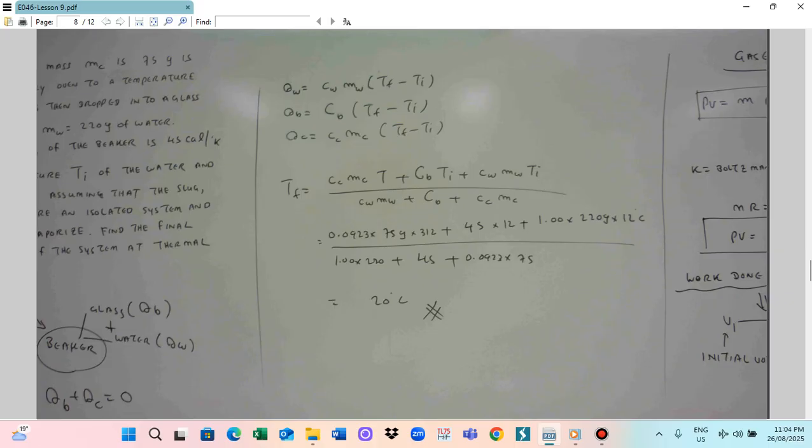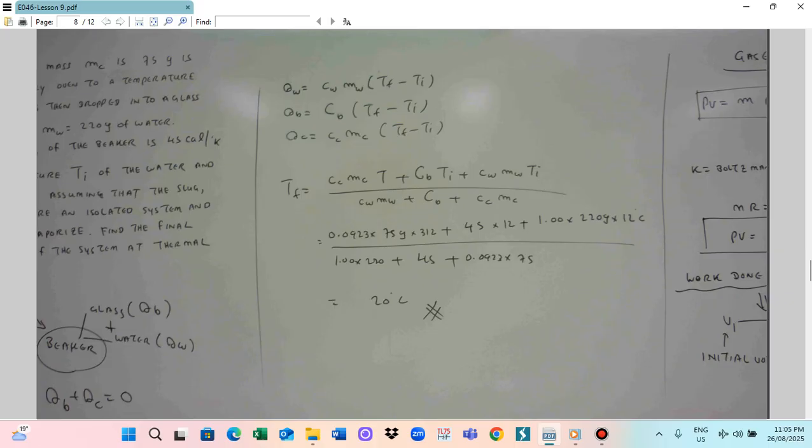And also there's a beaker. QB is equal to CB into TM minus TI. And also the copper QC is equal to CC MC into TF minus TI. So when you add the sources, the final temperature can be calculated.